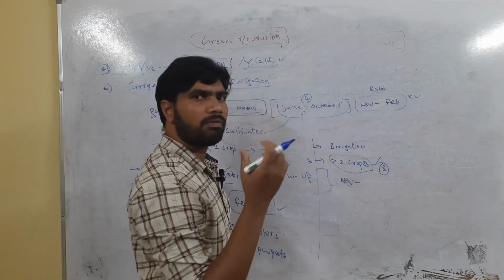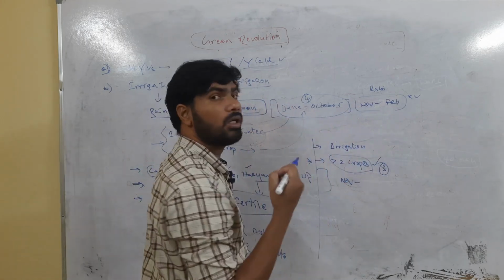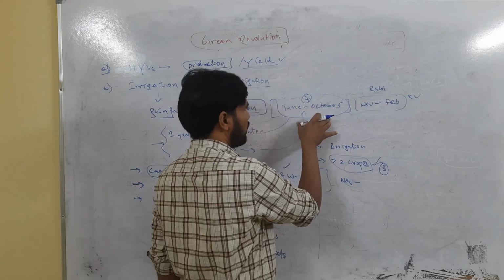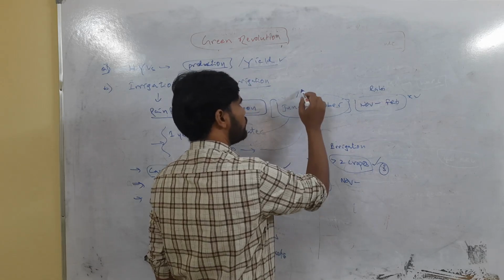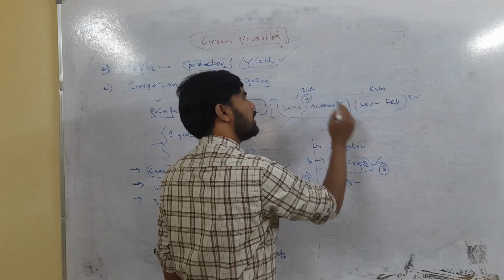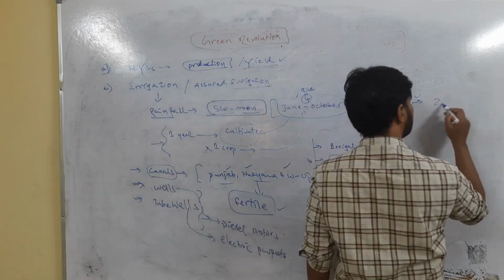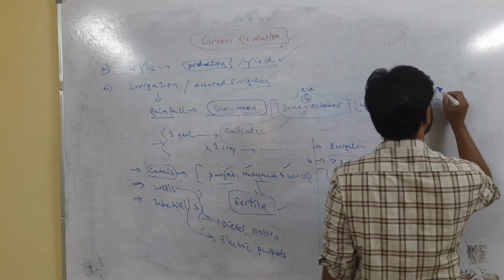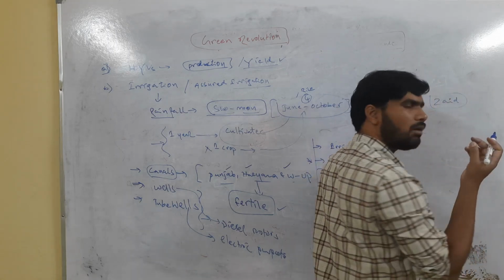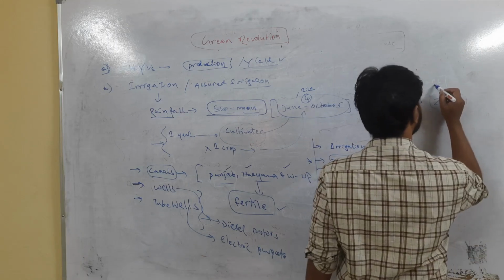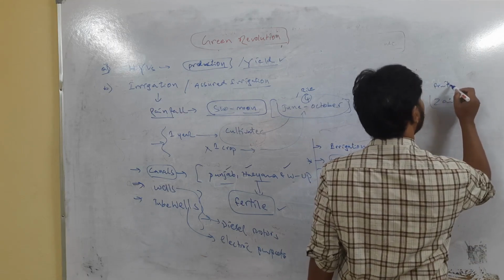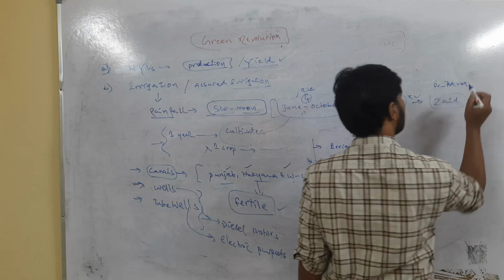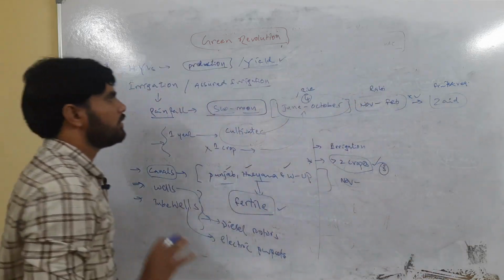Rabi season requires a lot of cold weather. Wheat requires a cold climate. Then this season is also very much suitable for rice. The third season we are talking about is Zaid. This season is suitable for cultivation of generally horticultural crops, that are fruits, vegetables, and even some flowers also we can cultivate.